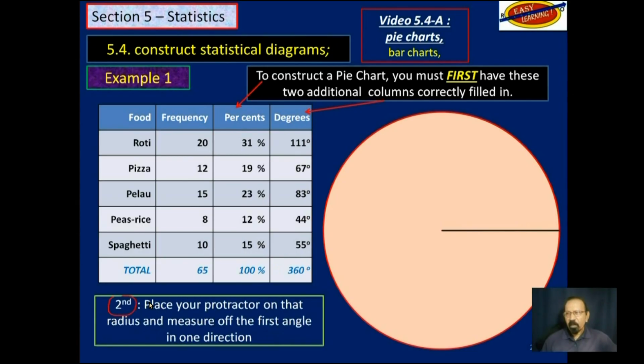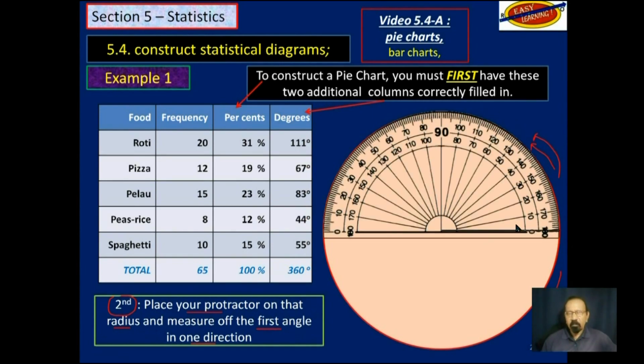Next, secondly, we will place our protractor on that radius and measure off the first angle in one direction. You could go towards the top that way, or you could come down this way. I am going this way. So that's the protractor. We want 111 degrees. So measuring from here, 0, 10, 20, and so on. That's 100, that's 110. We mark a line here where 111 is, which is there. That's 111. So we know from this 0 down on the right here to that there, this angle here is 111 degrees.